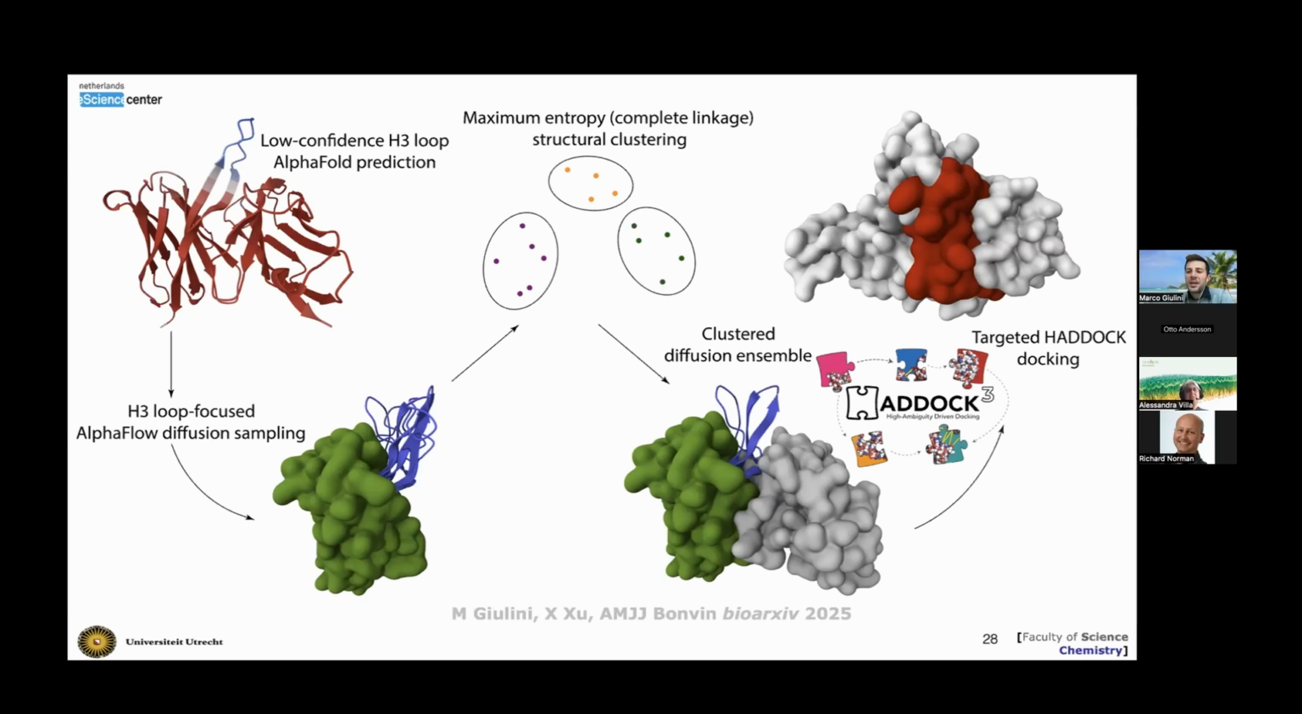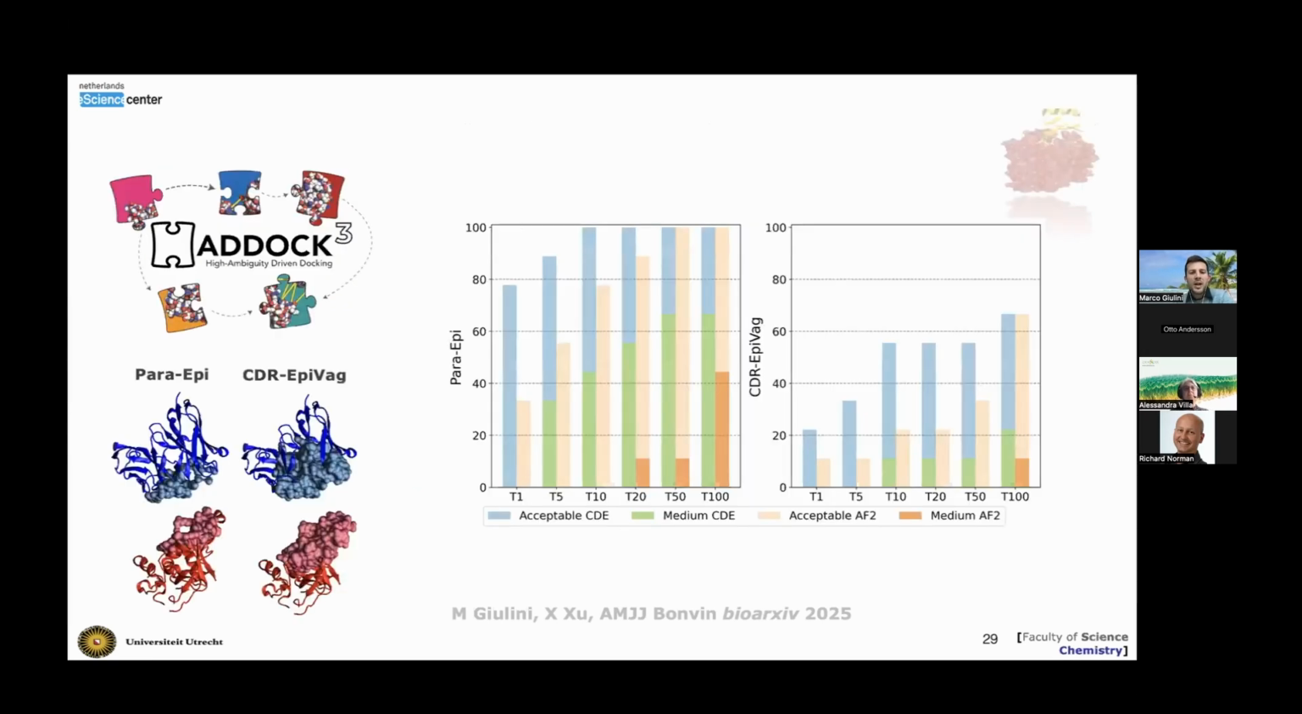And then with this ensemble, you can do, for example, docking. You can do targeted ad hoc docking to your antigen of interest. And we benchmarked this on 2 different information scenarios in HADDOCK. And we show that using these cluster diffusion ensembles, you're always able to improve over the standard AlphaFold 2 baseline. Here, if you look at this plot, the para-AP scenario, at the first bar, the top one, cluster diffusion ensembles are able to provide an accurate answer almost 80% of the time, while AlphaFold can only do it around 30% of the time.